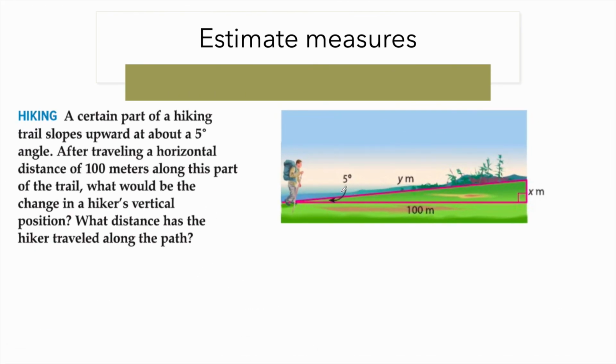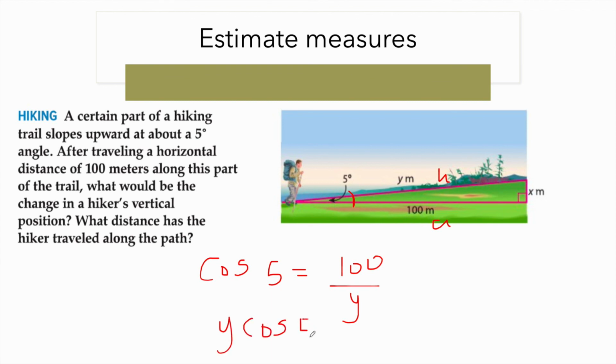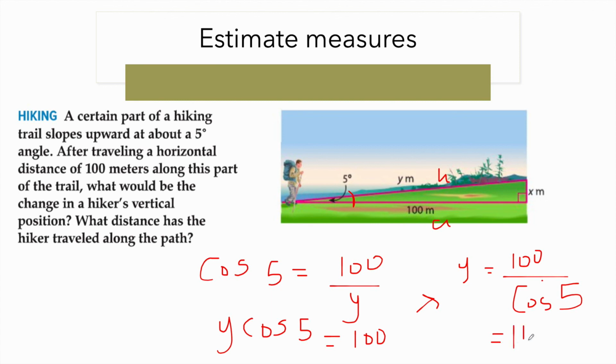Now, if we're looking for the Y, we need to change our ratio. So when we're looking for Y, our angle here is 5, and this will give us the adjacent, and this is the hypotenuse. So it's cos 5 is equal to, what is my adjacent? It's 100. And what is my hypotenuse? It's Y. So I'll multiply both sides by Y. I will have Y cos 5 is equal to 100. Now I'll divide both sides by cos 5. Y will be equal to 100 divided by cos 5. Okay, now let's get the answer from the calculator of 100 divided by cos 5.